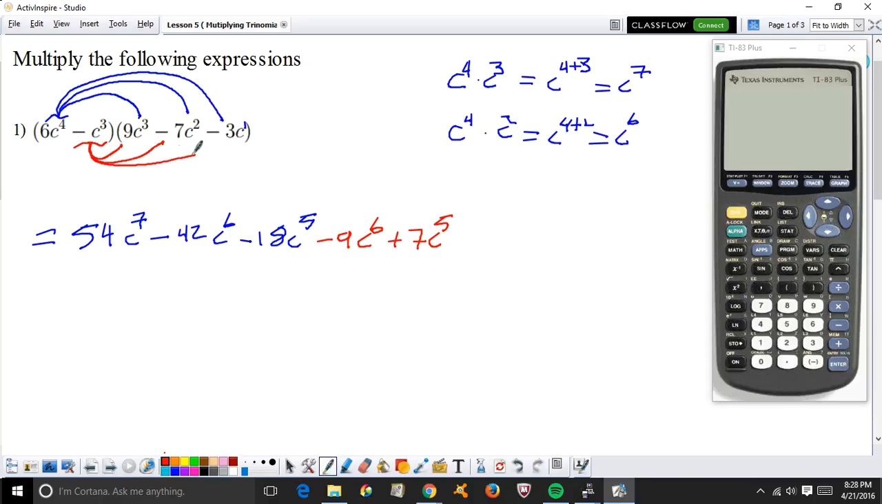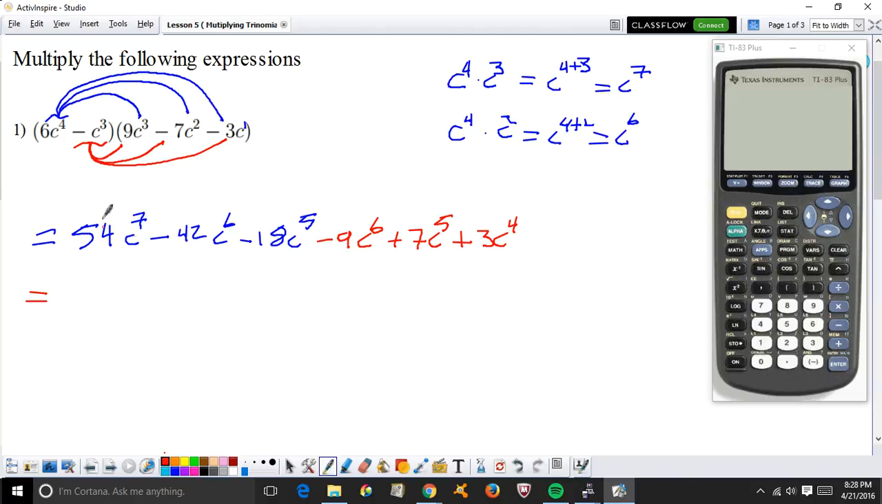We gotta distribute again. Negative times a negative, that's a positive. We have an imaginary 1 there, so 1 times 3, so that's 3. c to the third times c, so that's 3 plus 1, which is c to the 4th. Okay, so we performed the multiplication. Now here comes the easy part, combine like terms.